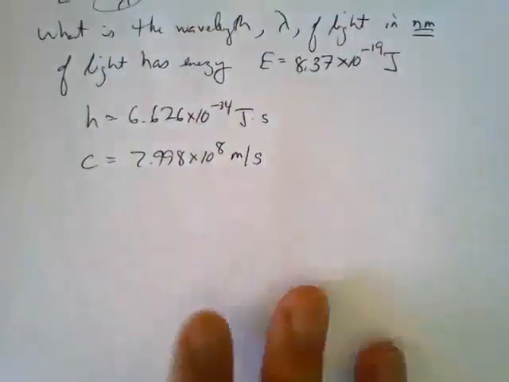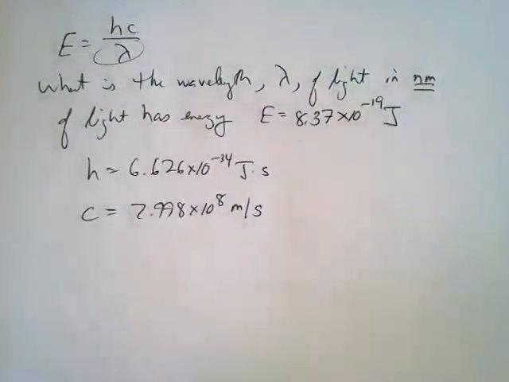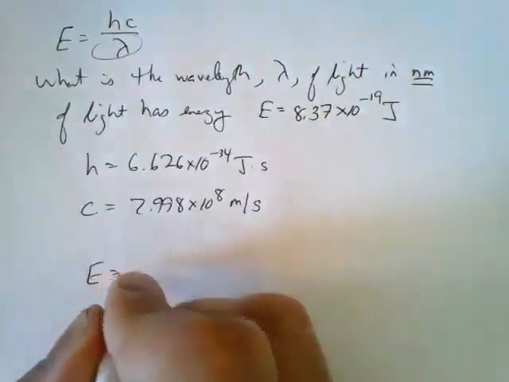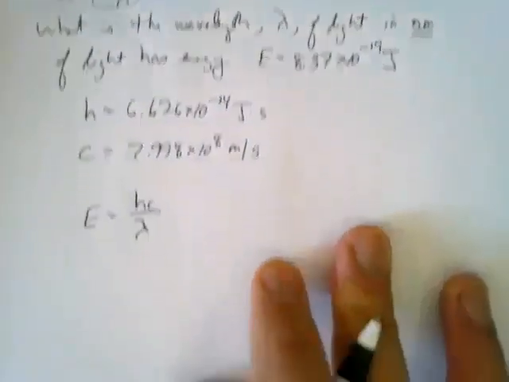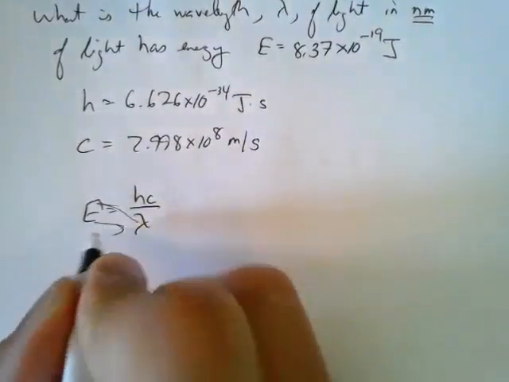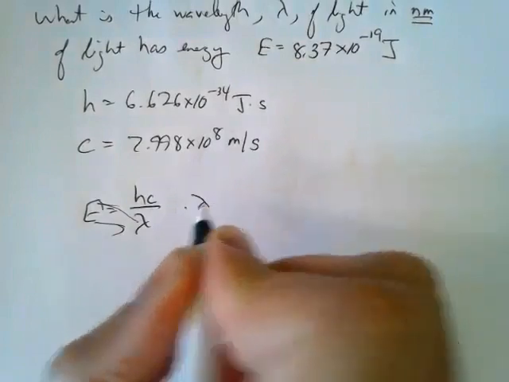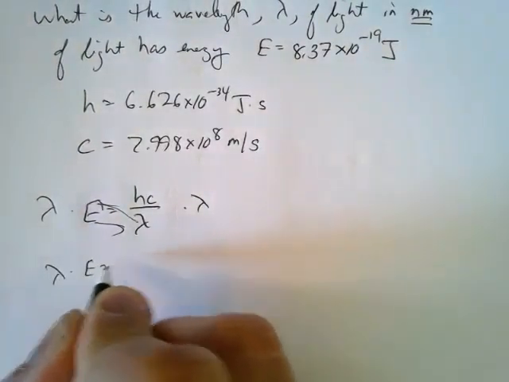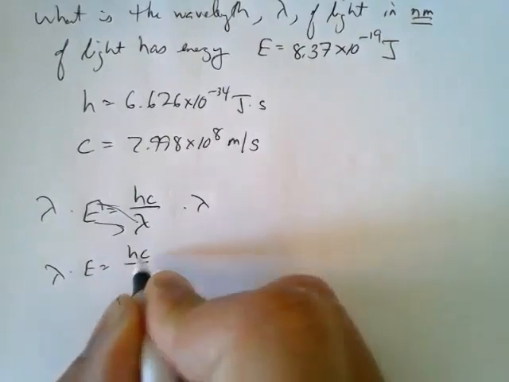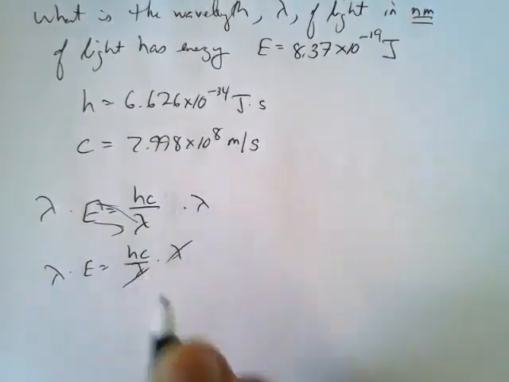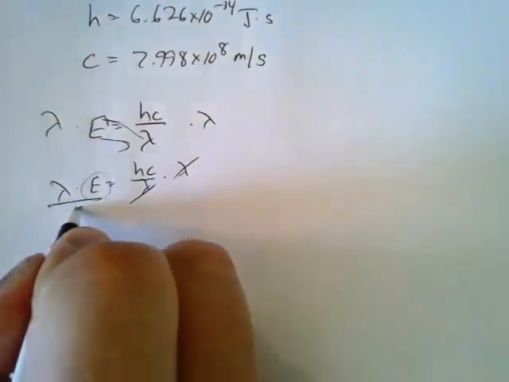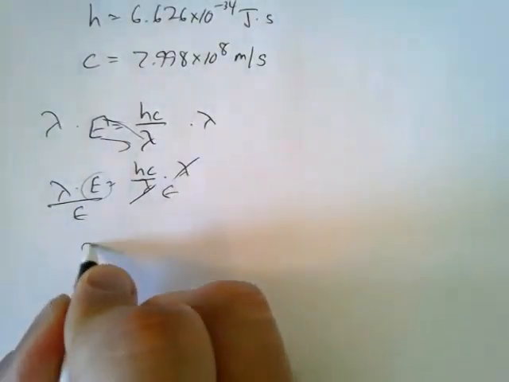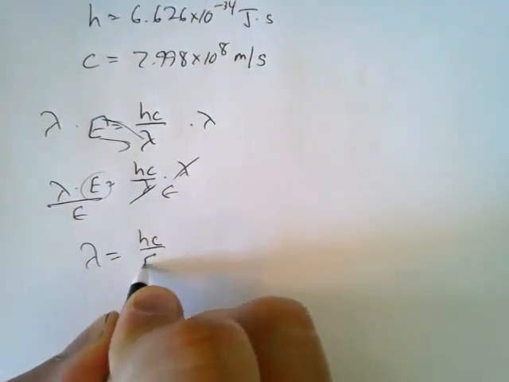Okay, so we're back. We want to solve for the wavelength. We could go ahead and plug in numbers and work with the numbers. But if we really want to be efficient at this, again, we'd recognize that we're going to need to cross multiply, or multiply this side by lambda, multiply that side by lambda. We get lambda times E is equal to hc. The lambda would cancel. And then we'd want to get rid of E, so we'd have to divide both sides by E. So we'd get lambda is equal to hc over E.